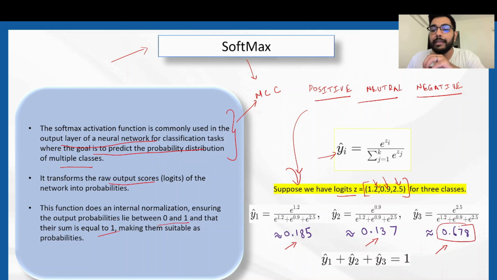the probability is highest for the negative comment, that is 0.678. And the last point over here, if you sum up all these three probabilities, it will be equivalent to 1, which we discussed: a softmax function does a normalization process in such a way that the sum of the probabilities of each and every class should be equivalent to 1.